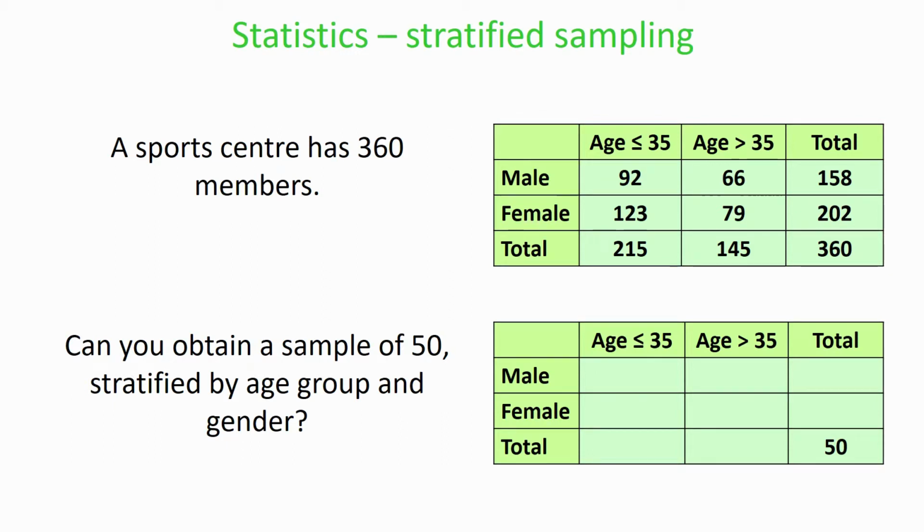This is a problem on stratified sampling, a GCSE Maths Level 8 question. Can you obtain a sample of 50 stratified by age group and gender? Press pause to try it or continue for the solution.